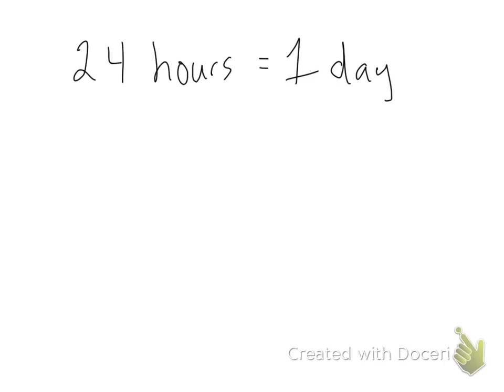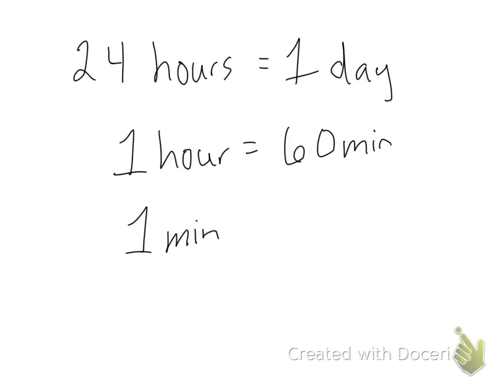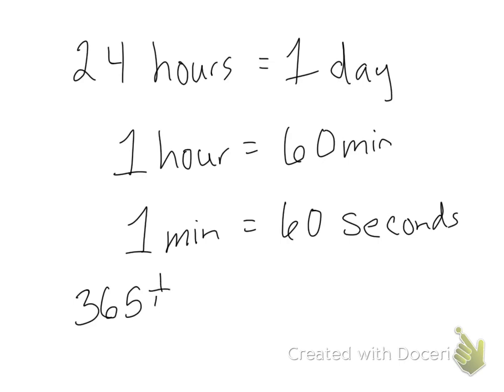Each hour is divided up into minutes, and there are 60 minutes in 1 hour. And then each minute is divided up into seconds, and there are 60 seconds in 1 minute. Okay? So the earth also moves around the sun, and it takes about 365 1/4 days for the earth to go all the way around the sun. During most years, we have 365 days.